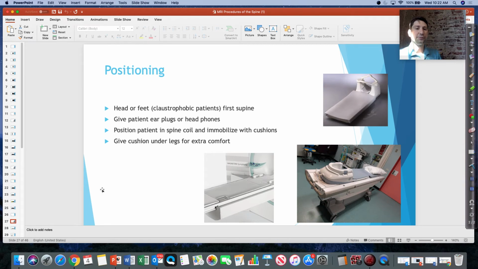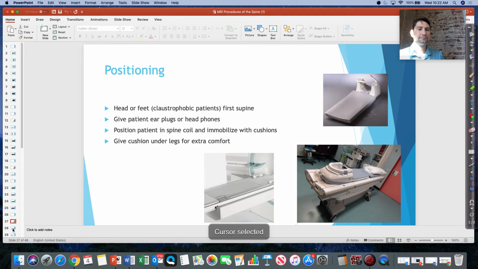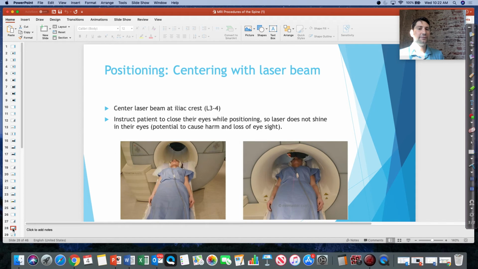So here's our coils once again, and the only difference is now we can accommodate those claustrophobic patients. So we can go feet first. Make sure you're giving that cushion under their legs, because that obviously reduces that back pain, makes it more comfortable throughout the procedure. We're going to be centering just the same as an x-ray, right? The iliac crest, L3, L4. So just feel, palpate for that crest, center there.